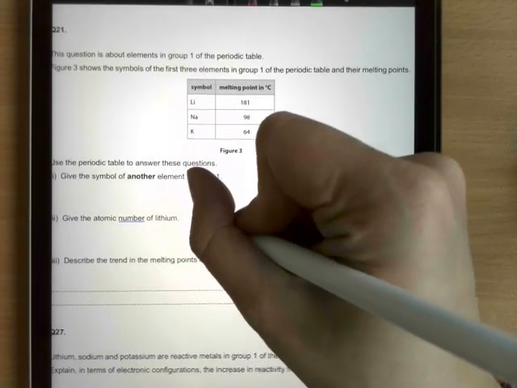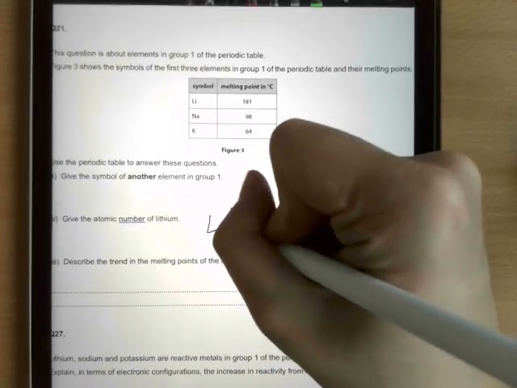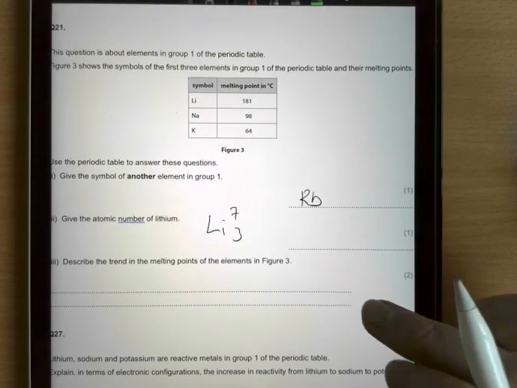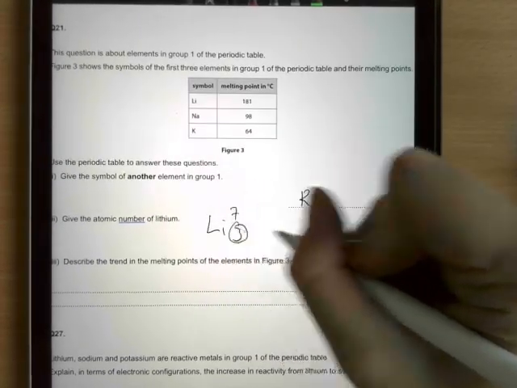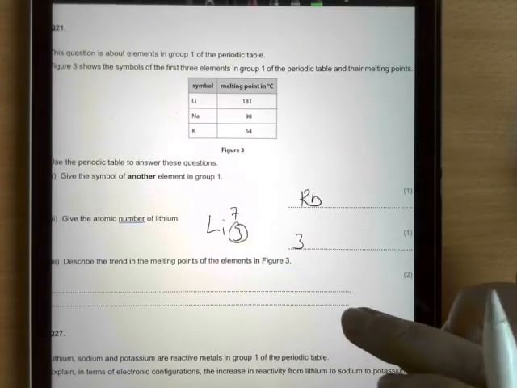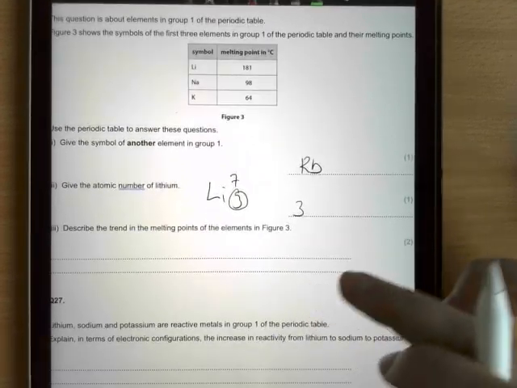Atomic number of lithium, again you'll need to go to your periodic table for this. There are 2 numbers next to lithium, 7 and 3. The atomic number is the smaller of the 2 numbers. Just think atoms are small, atomic number is the small number.